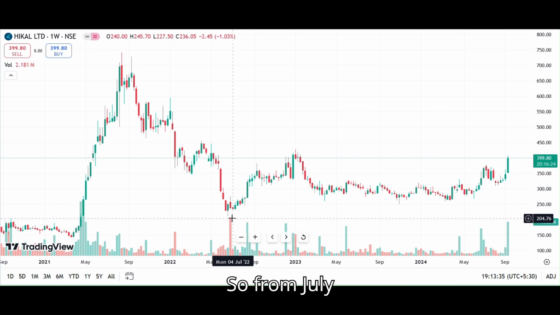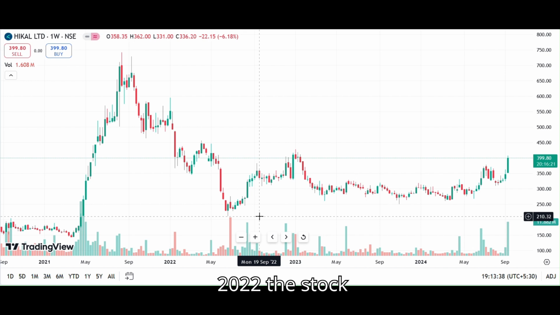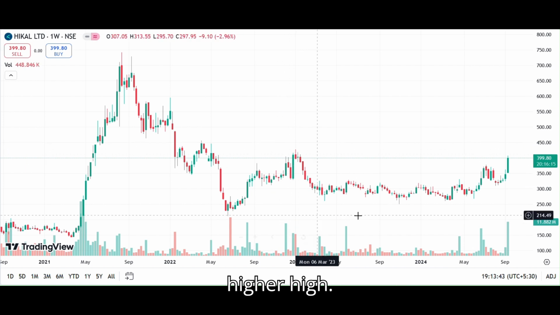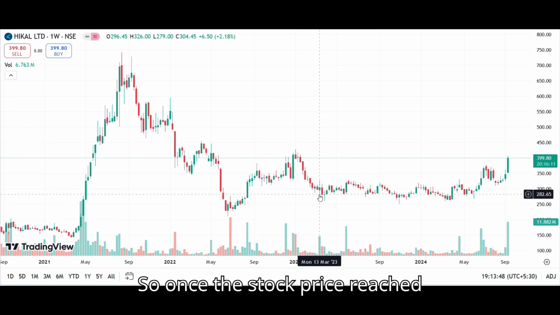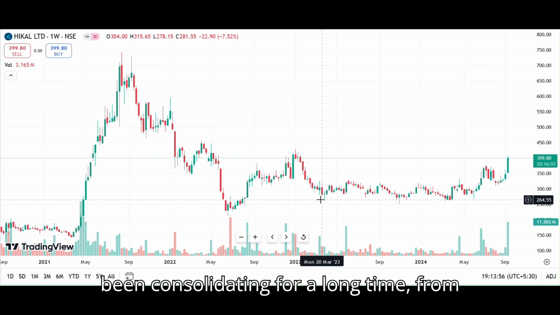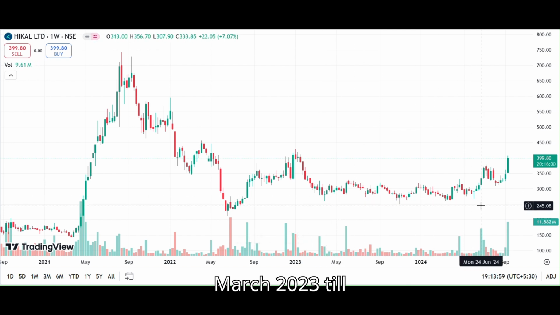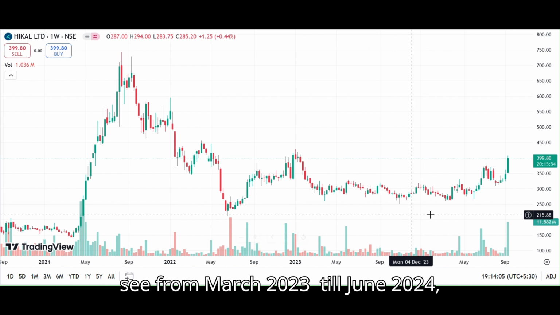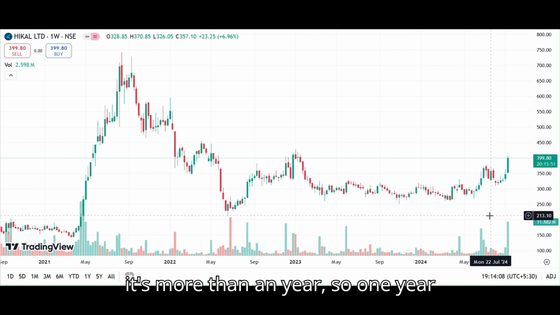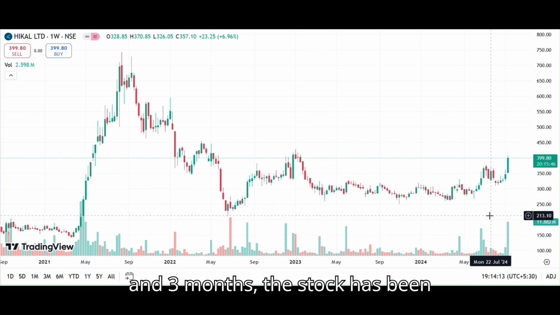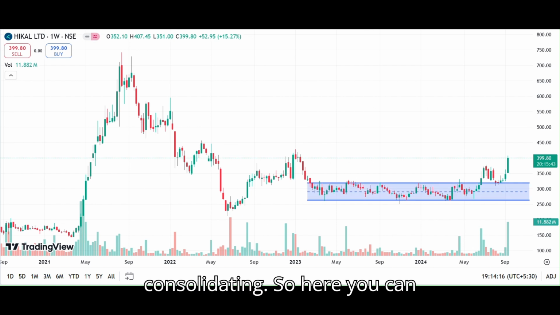So from July 2022, the stock stopped making lower lows and lower highs, and instead, for the first time, it made a higher high. Once the stock price reached around the 282 mark in March of 2023, the stock has been consolidating for a long time, from March 2023 till June 2024. That's more than a year. For the period of 1 year and 3 months, the stock has been consolidating.